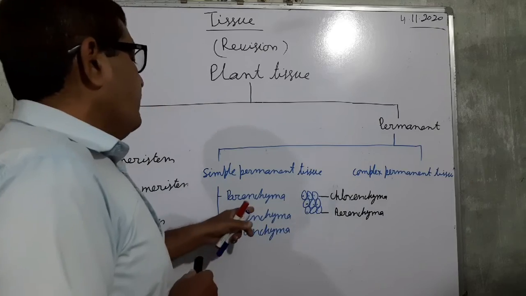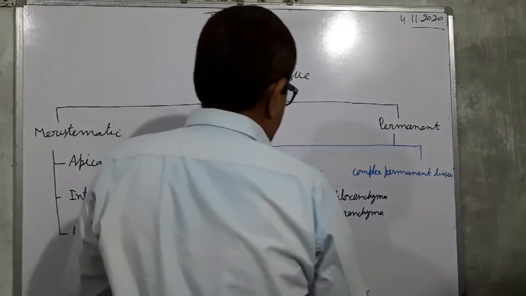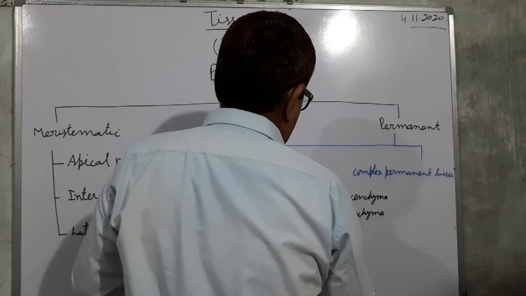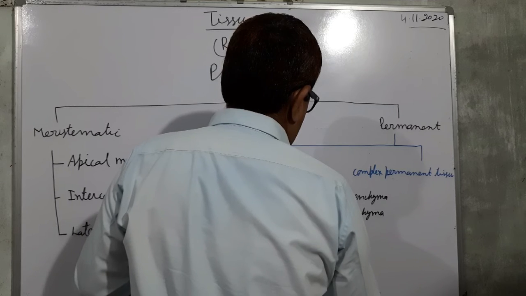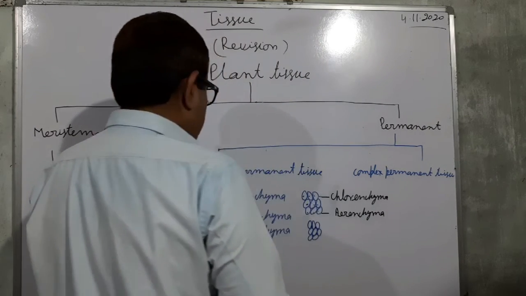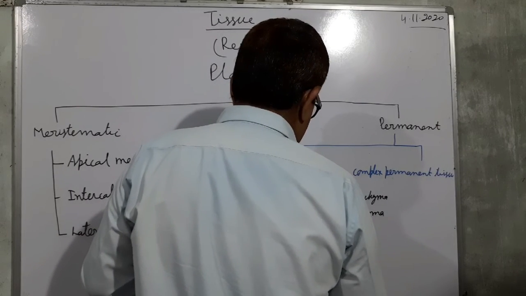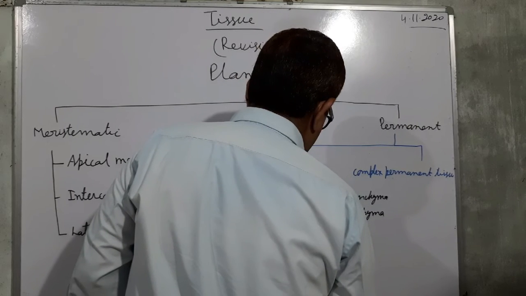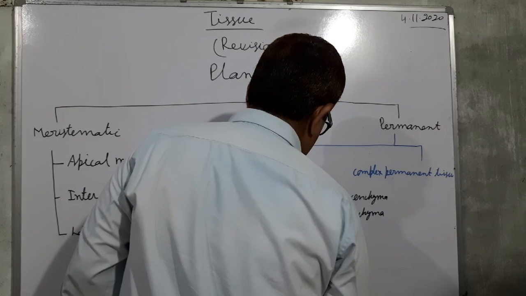Next is the collenchyma. In case of the collenchyma, there are no intercellular spaces between the cells, and they provide strength and rigidity to the plant. This is the collenchyma. Next is the sclerenchyma, which is of two types: fibers and sclerites.